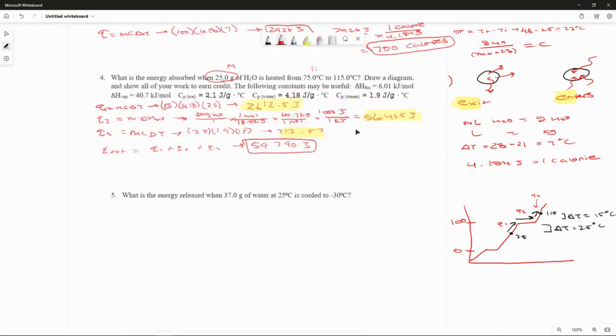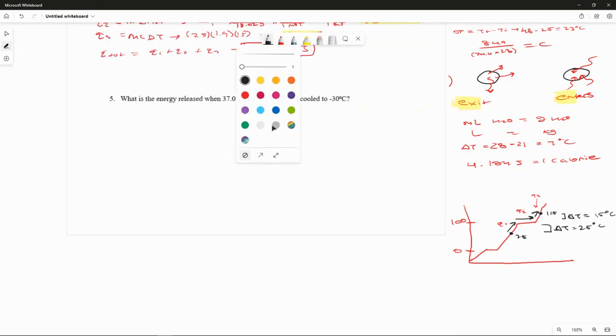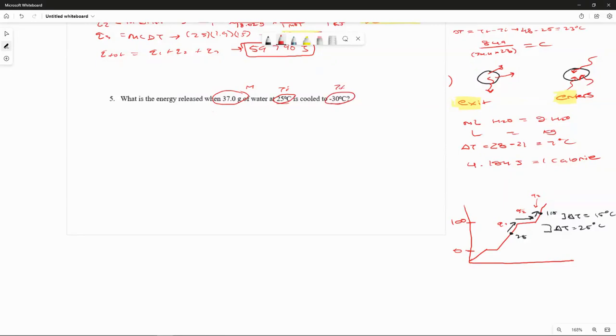Let's do the last question together. Okay. So what is the energy released? So you're looking for Q. When 37 grams of water, m, is at 25 degrees Celsius, T initial, and is cooled to negative 30, T final. Okay, so now we're just going to calculate delta T since we're given temperature. Delta T equals temperature final minus temperature initial, 25. It's going to be negative 55 degrees Celsius.